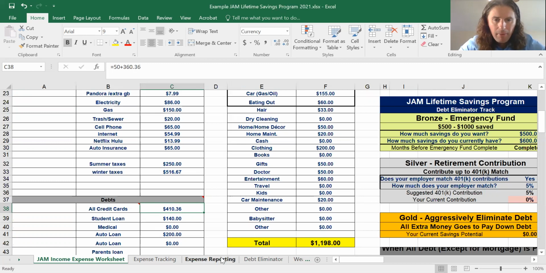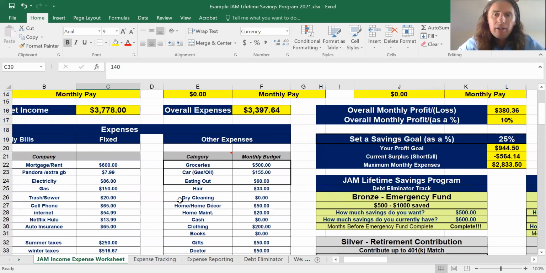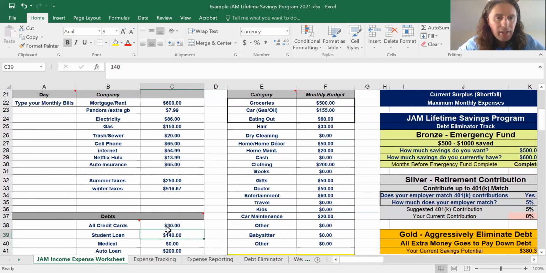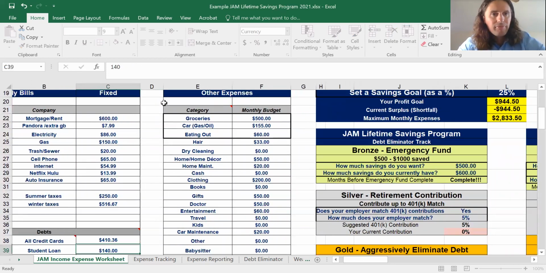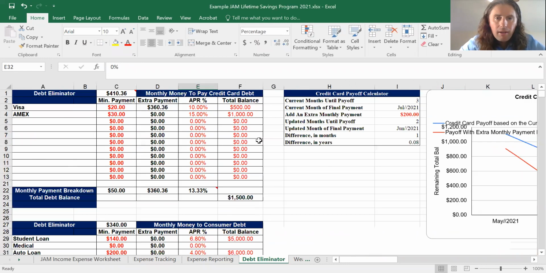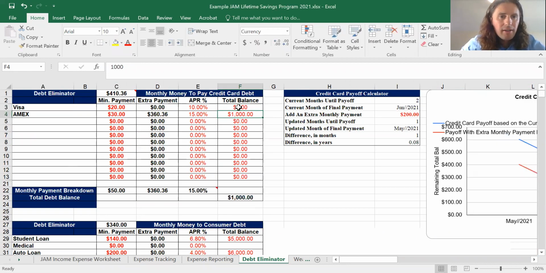So if you remember, the minimum payment for your American Express is 30. So we go back to now your only credit card is 30. And now we have $380 left in profit. So now I'm going to take 30 plus the $380.36. That, once this is gone, goes into the debt eliminator. So now this is gone. And now $410.36 goes into paying off this balance.